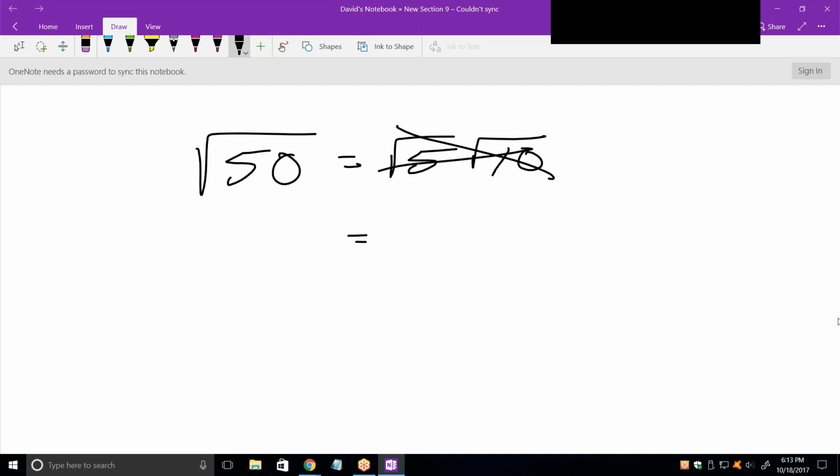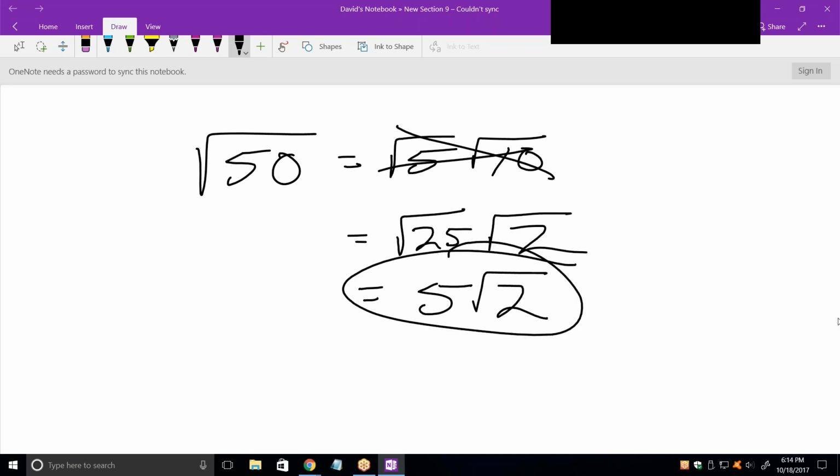So would it be 2 and 25? There, 25 is a perfect square number. That's what you're looking for. So that simplifies to that. The square root of 50 is equal to 5 root 2. Okay? That makes sense.